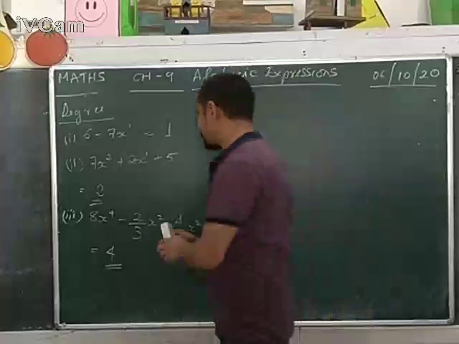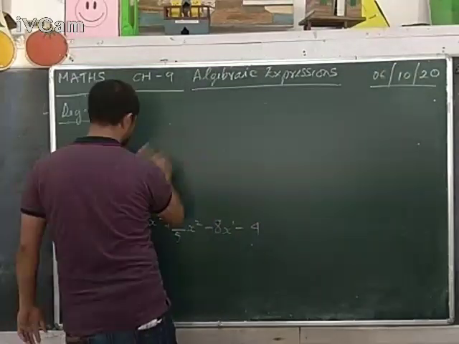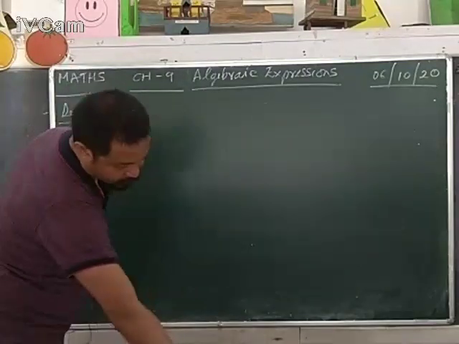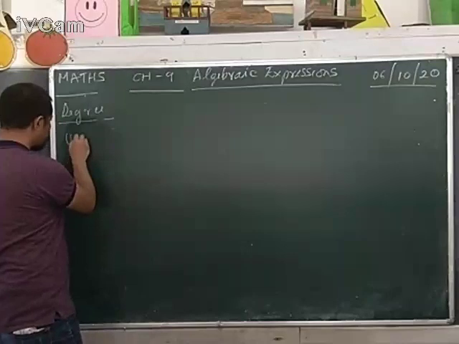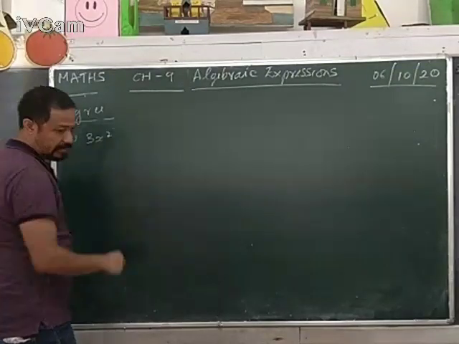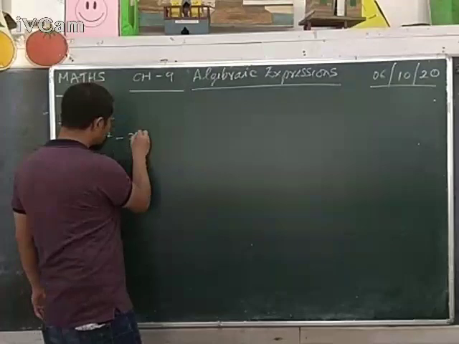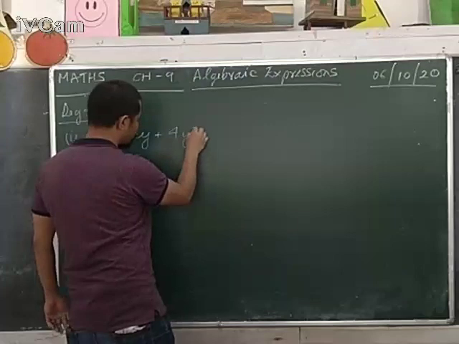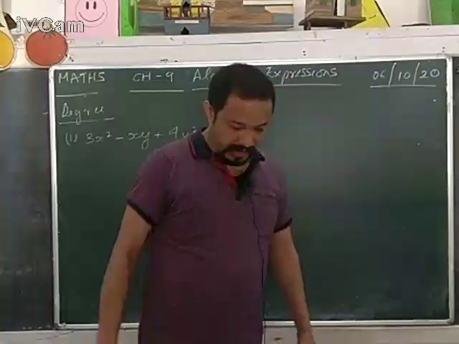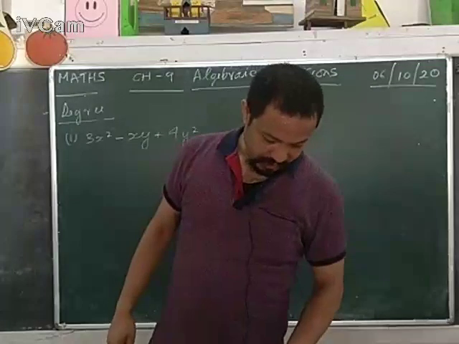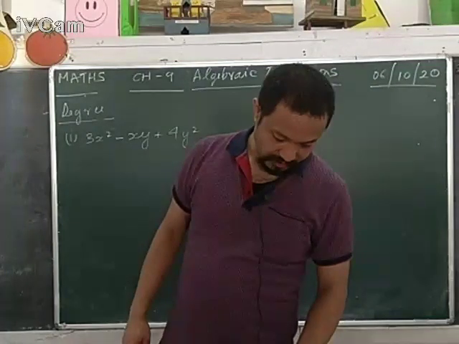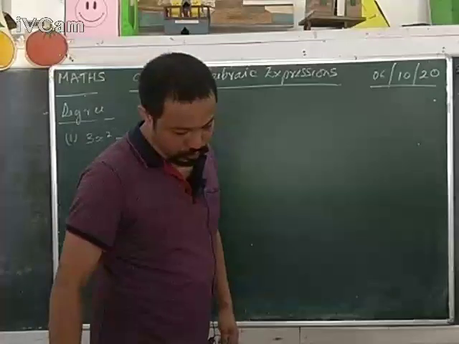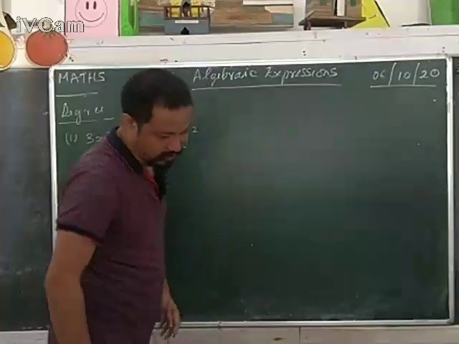Okay, so let's go to the examples. The first one, 3x squared minus xy plus 4y squared is a polynomial in x and y. The sum of the powers of the variables of each term is 2, 2, 2 respectively. What do you mean by that? So the degree of the polynomial is 2.